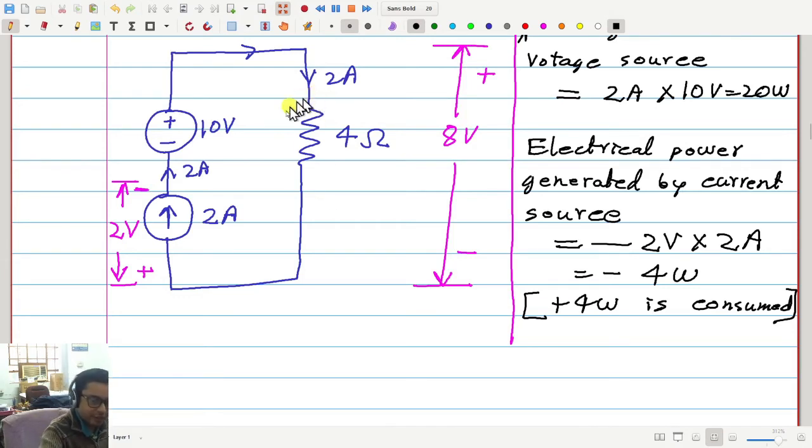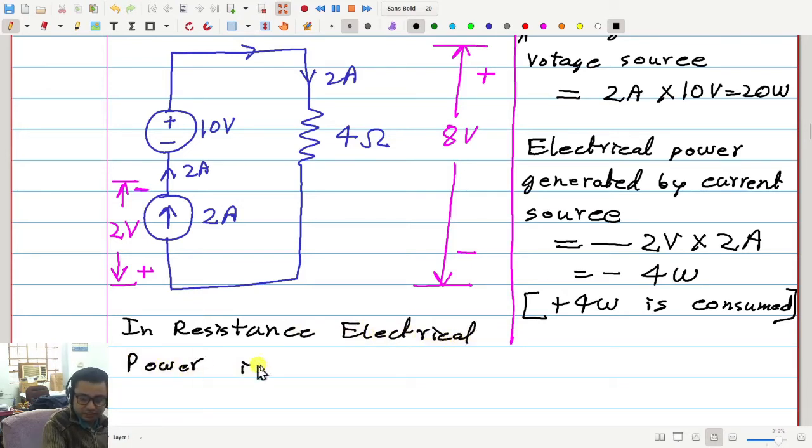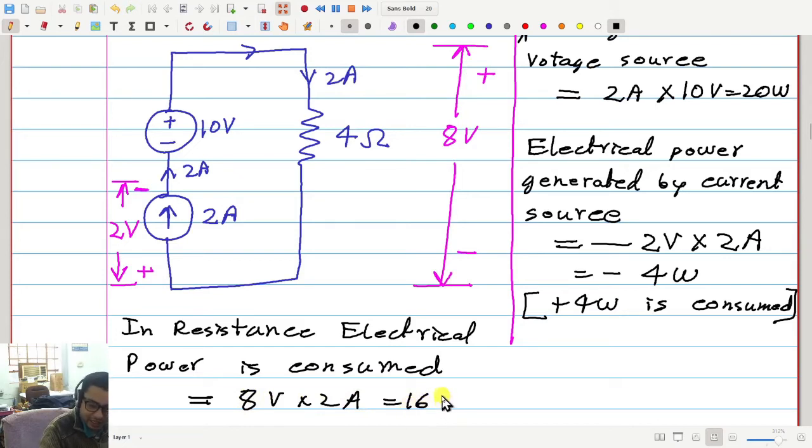Now coming to the resistance. For a resistance, current will always flow from higher to lower potential. So in resistance, electrical power is always consumed, converted into other forms like heat, etc. And how much is that? That will be 8 volt multiplied by 2 ampere, which is 16 watt.